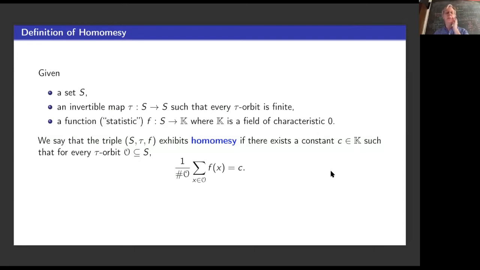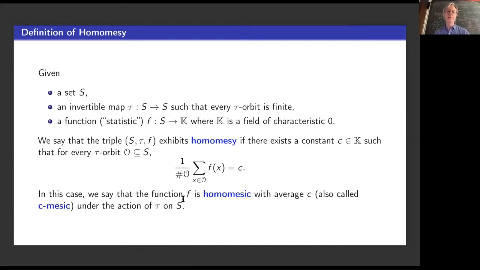Your ingredients are that you have a set S, an invertible map tau, such that every tau orbit is finite. So I think of the action as generated by the cyclic group generated by tau. And then you've got some statistic that gives you some measurement, and you look at the average of that measurement across all the orbits. So if you have constant average over all the orbits, then you say that this triple exhibits homomesy. And in this case, you say that the function f is homomesic with average c, or sometimes we'll just call that c-mesic.